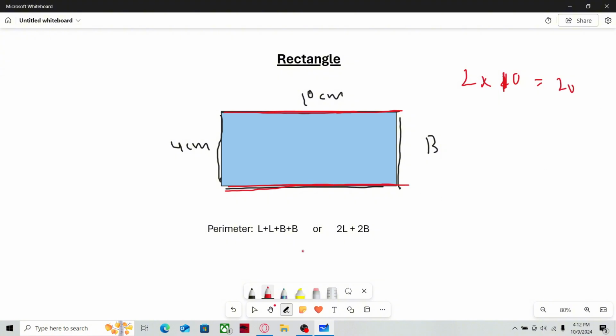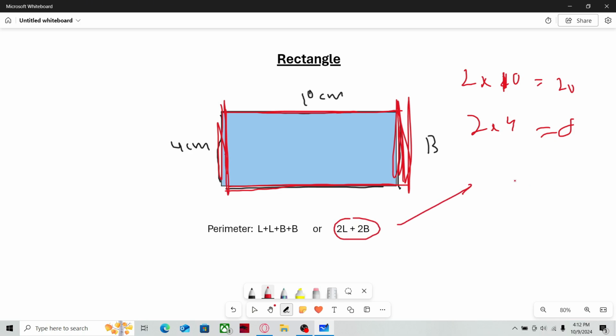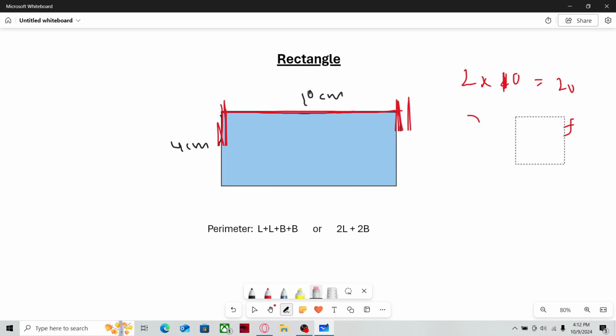And then what about the breadth? Okay, breadth also you have what? Two breadths, which one breadth is 4 centimeters. So 2 times 4 is 8. So when applying this formula, you just simply have to add it. 20 plus 8. What will that give you? 28. So the perimeter of this figure is 28 centimeters.